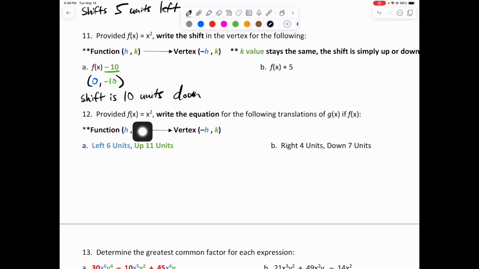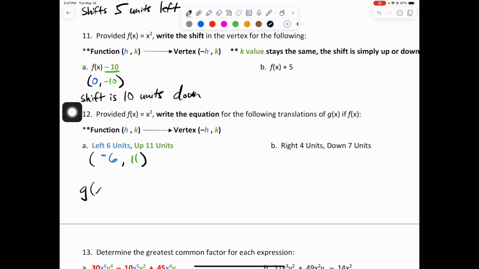Number 12, provided f of x equals x squared. Write the equation for the following translations of g of x if f of x. All right, so just going through this real quick, we have left 6 units, up 11 units. Ooh, okay, so let's take a look here. Let me write this out for us. We have left 6 units, all right, and we have up 11. But we are yet to write where we have flipped the h value.